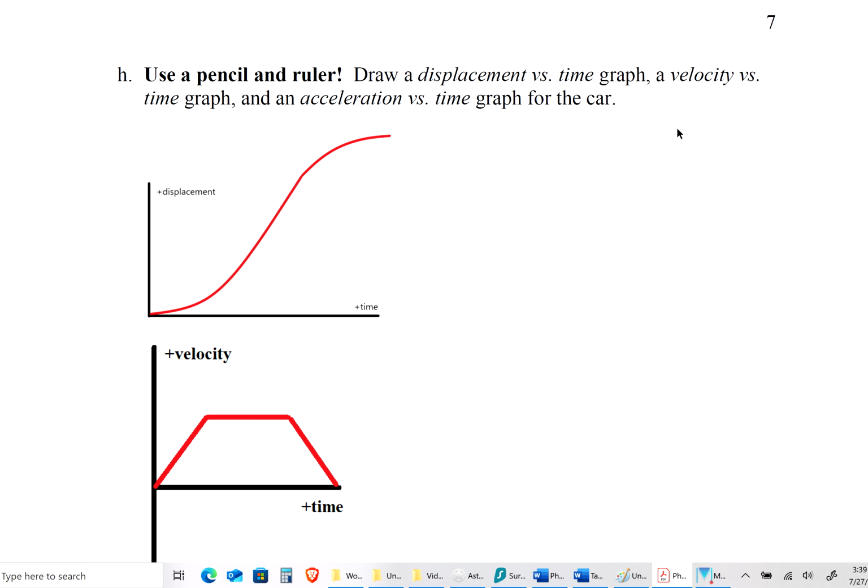Part H, use a pencil and ruler, draw a displacement versus time graph, a velocity versus time graph, and an acceleration versus time graph for the car. So, displacement versus time graph: as we speed up, the slope increases. When we're moving at the same speed, the slope is the same. It's positive. And when we slow down and stop, the slope decreases to 0.